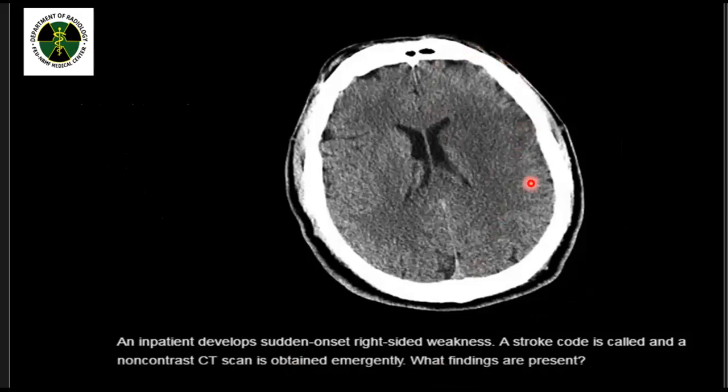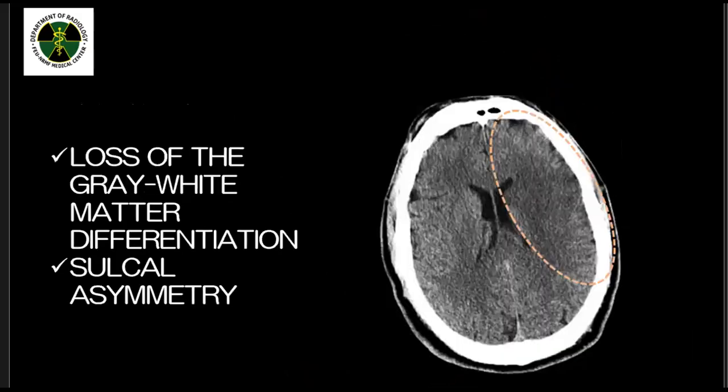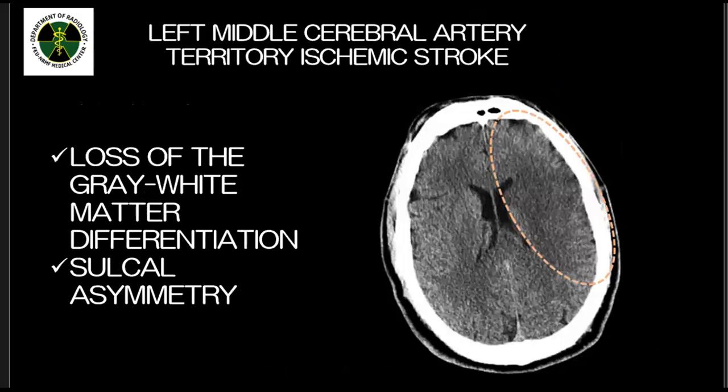So what can we see? There's loss of gray-white matter differentiation, which makes the differentiation very hard, as well as sulcal asymmetry. There's a left middle cerebral artery territory ischemic stroke.